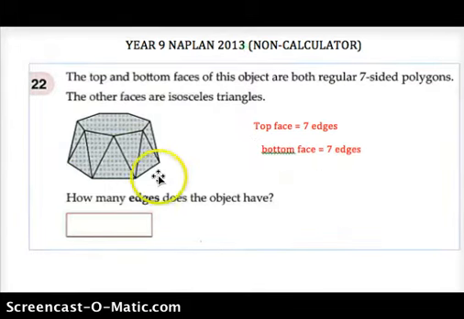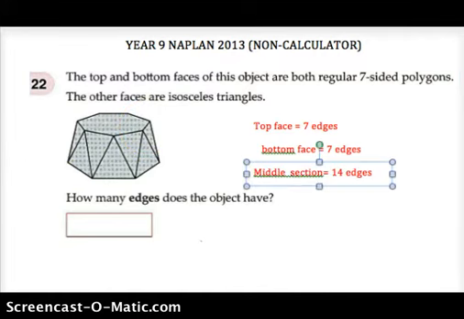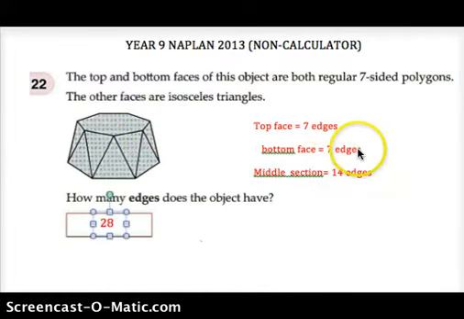Now we just have to count how many edges in this middle face here. So we can see that we've got 1, 2. I'm not going to count this one up here at the top because I've counted it before. So for this first edge here, I've got 2 other edges, 1, 2. For this other edge up here, I've got 2 other edges, 1, 2. So because I've got 7 edges up here, I must have 2 lots of 7, which gives me 14 edges. So adding these all up, I've got 7 plus 7 plus 14, which is 28 edges.